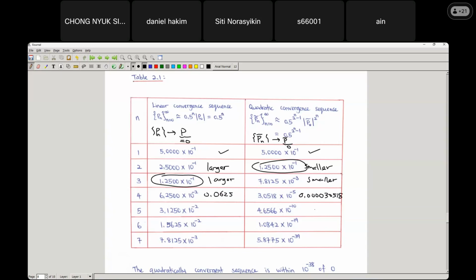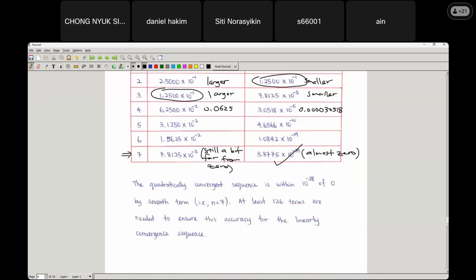You see, which one converges to 0 faster? If you calculate n equal to 7, you see this one is almost 0. This one is still a bit far from 0. So of course, who is the winner? This is the winner. The quadratic convergence sequence will show you the convergence to 0 much faster than the linear convergence sequence. So in this case, the quadratic convergence sequence is much better because it converges faster.